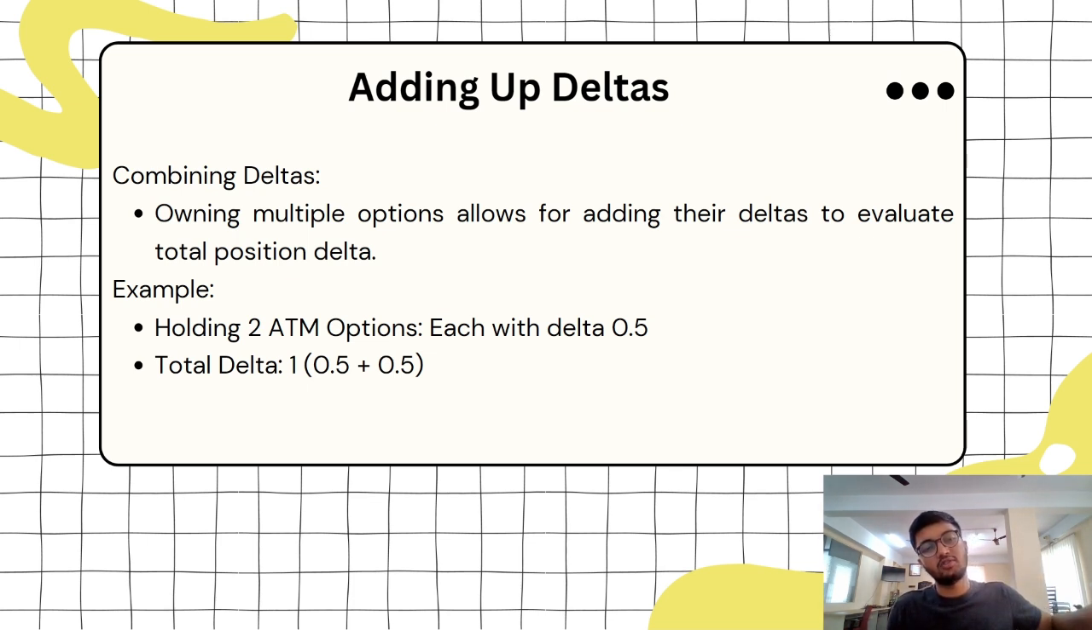So a positive 0.5 delta and a negative 0.5 delta will make a delta of 0. That is called delta adding up. So it's a delta neutral strategy when it is a long straddle. So if the markets move up by, let's say, 500 points, or if they go down by 500 points, I make profit.